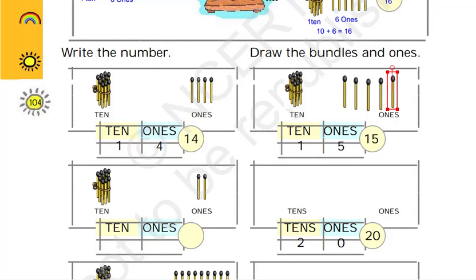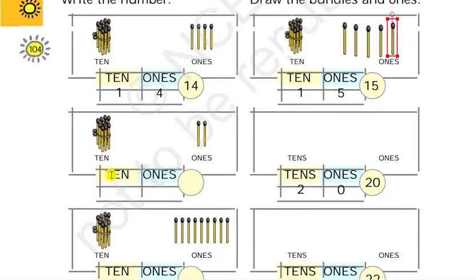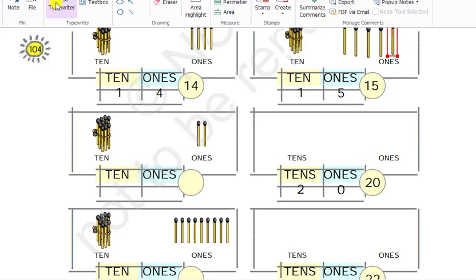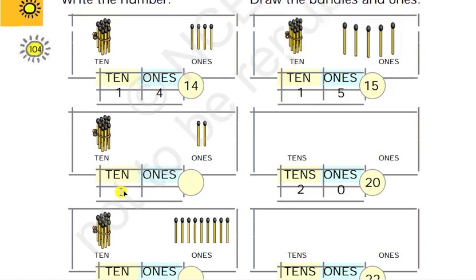So next let us see. Here there is one bundle of 10 matchsticks. So what will we write here? In the tens column we will write 1 because there is only one bundle here. And the loose matchsticks are 2. So it is 1 ten and 2 ones. So in total it is how much? It is equal to 12.